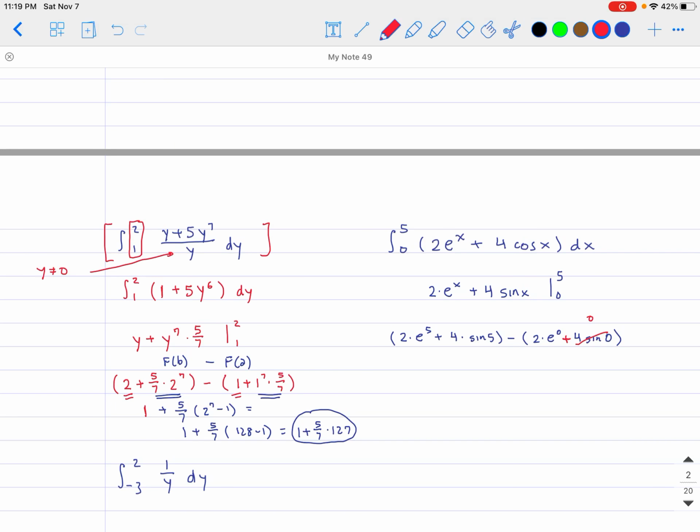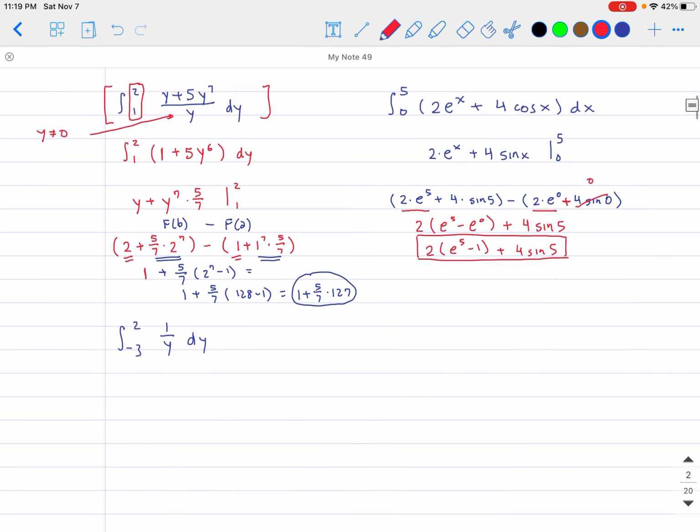So now again, just looking at my like terms, we have 2 times e to the 5th, 2 times e to the 0. So that's like saying 2 times e to the 5th minus e to the 0. And then we have plus 4 times the sine of 5, and 4 times the sine of 0 is going to be gone. So the final answer is 2 times e to the 5th minus 1, and then plus 4 times the sine of 5. It could be the case where I can multiply it out, but I think I'm just going to leave it in this answer because I do like it in factored form.